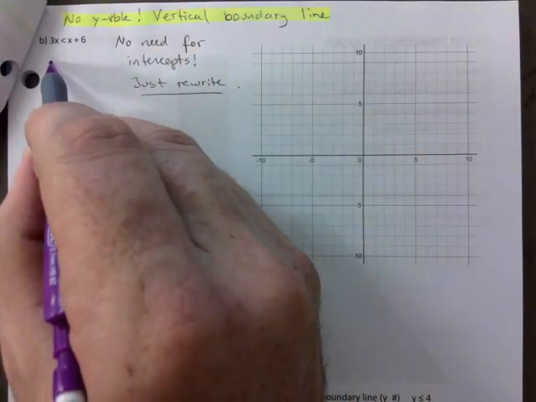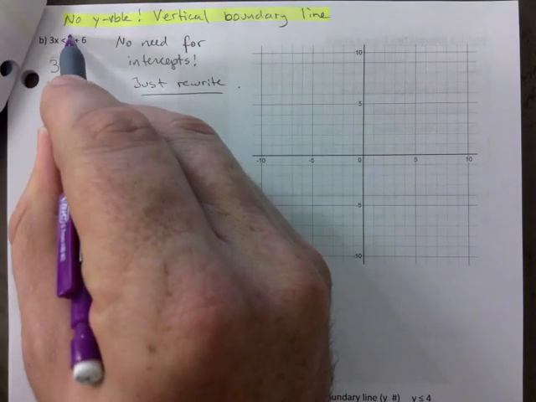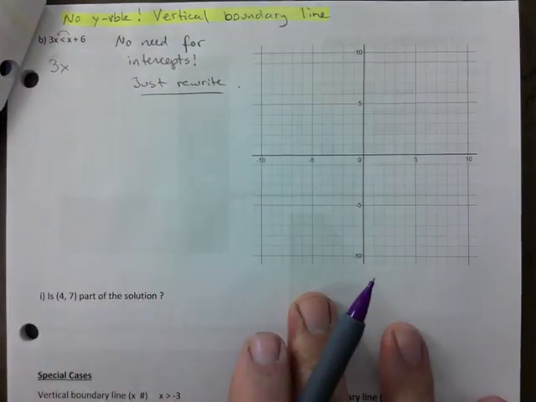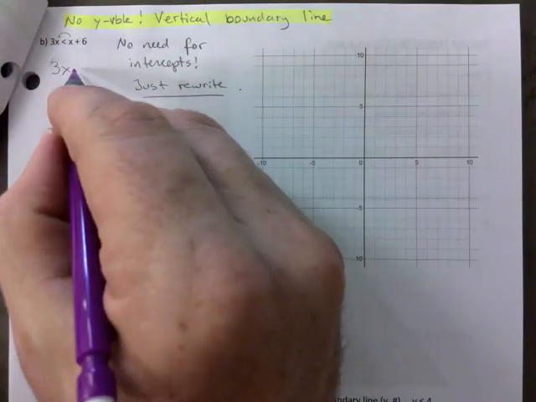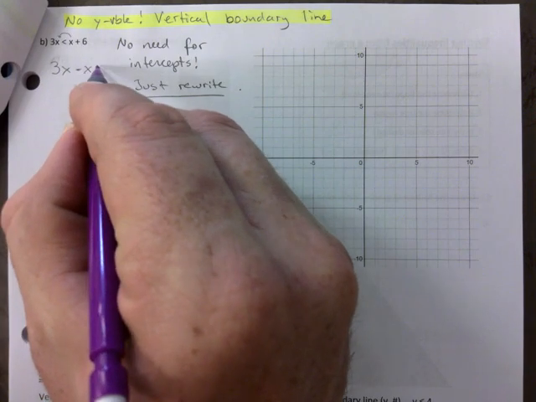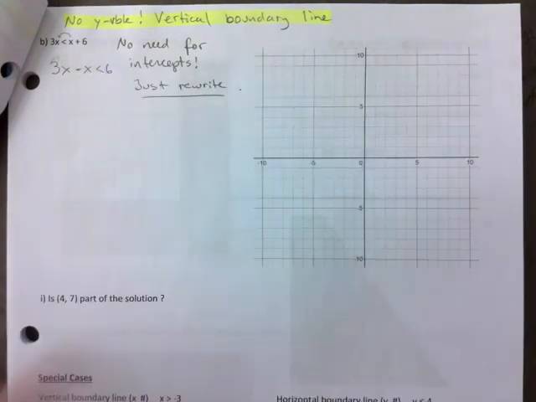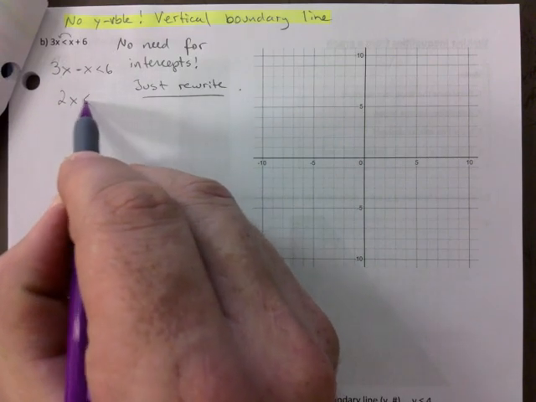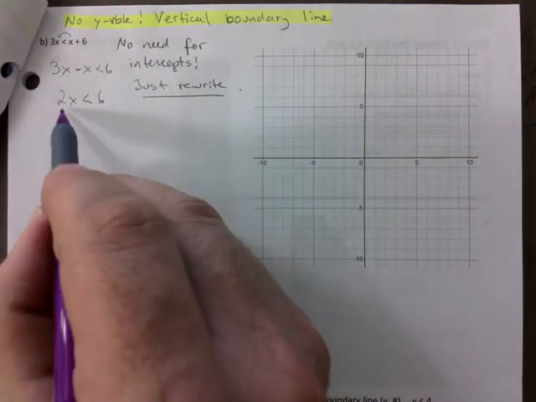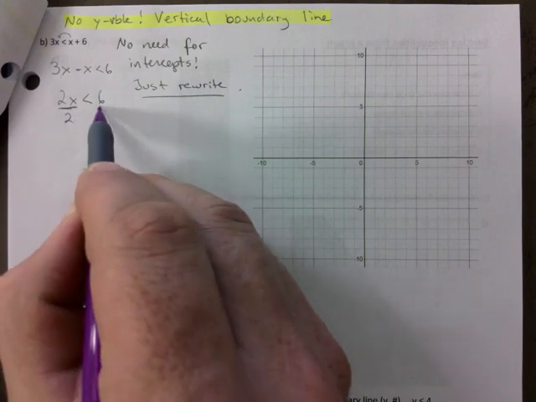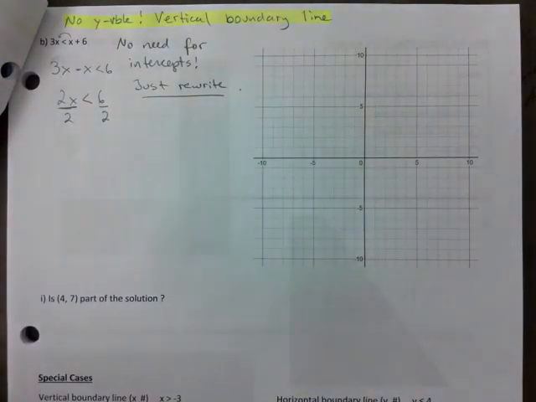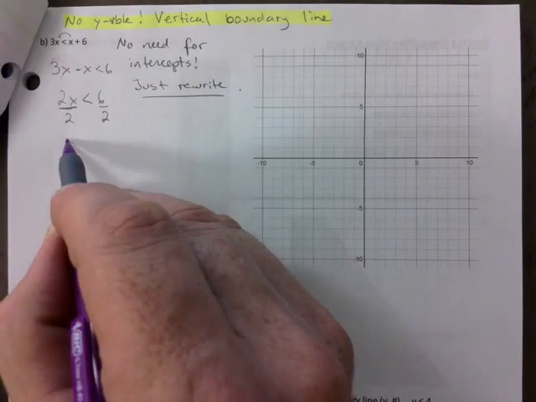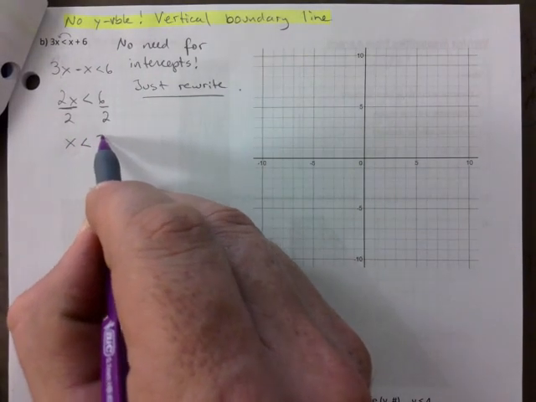So I will go 3x. This x comes over to the left side. Okay, so that comes over subtracting minus x is less than 6. 3x minus x is 2x, which is still less than 6. We divide both sides by 2. Do we need to worry about dividing by 2? No, we don't flip any signs or anything because it's not negative. So x is less than 3.